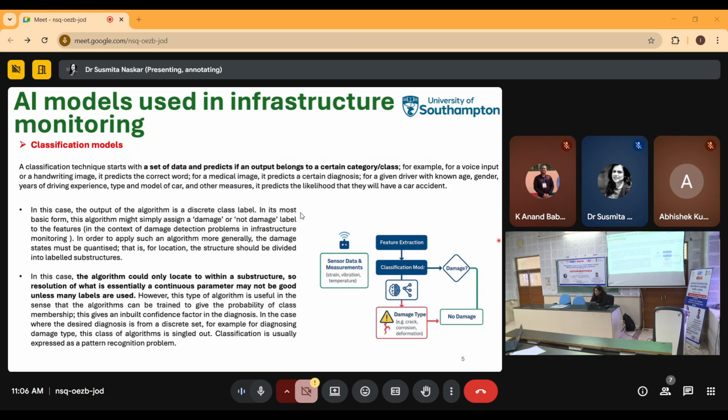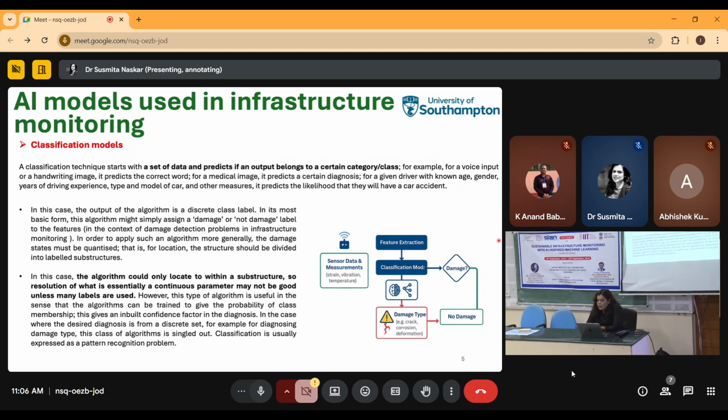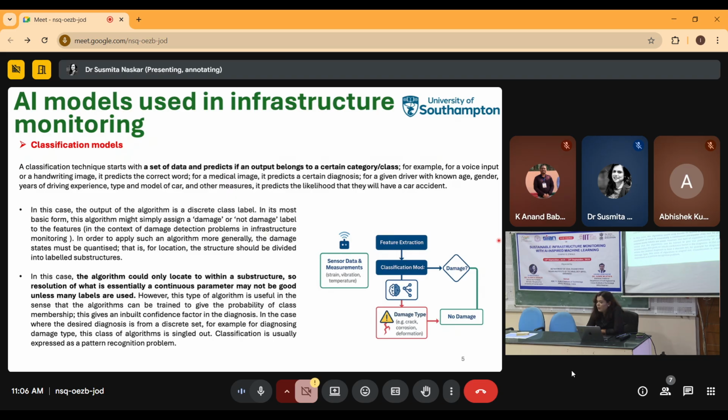There are a lot of advantages to this classification model. One of the strengths of this algorithm is that it can provide a probability or confidence factor with each prediction. So instead of a simple yes or no, the model might say there is 85% confidence that the area is damaged, or 15% confidence that the area is not damaged, in a healthy situation. Furthermore, the classification model can be extended beyond simple binary outputs to diagnose the type of damage.